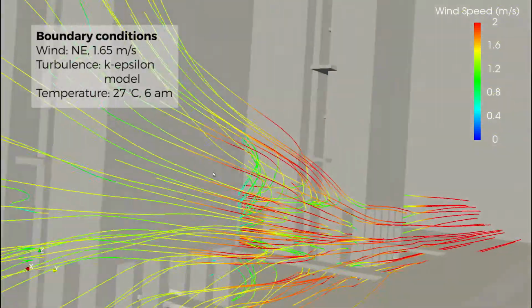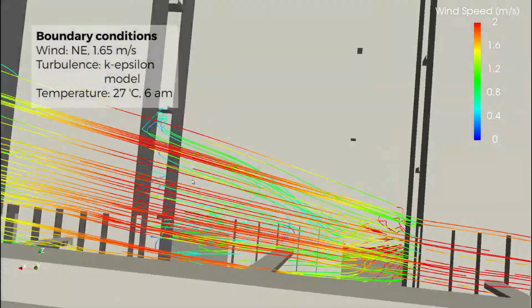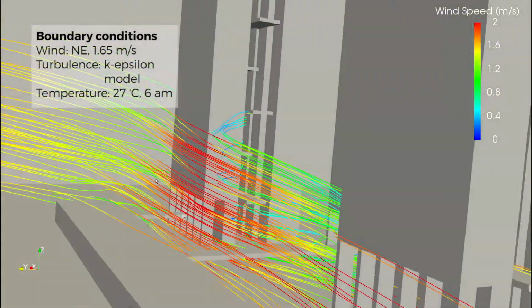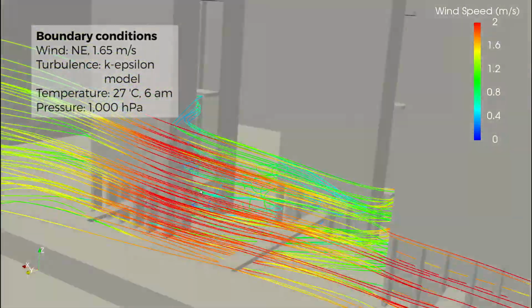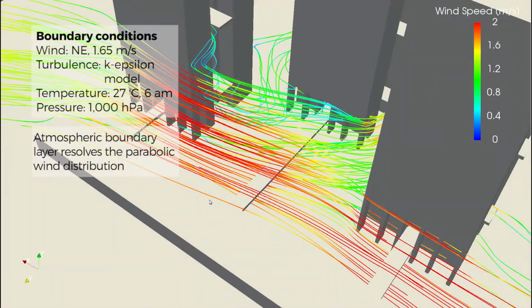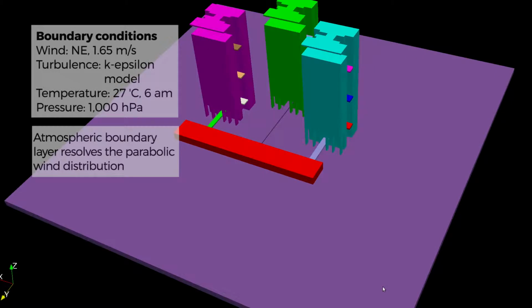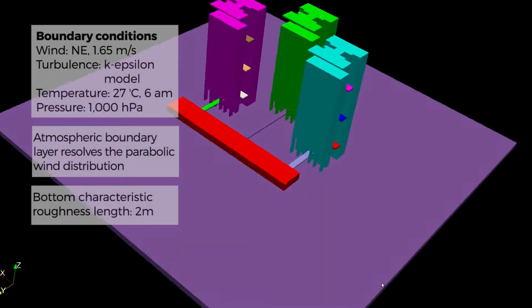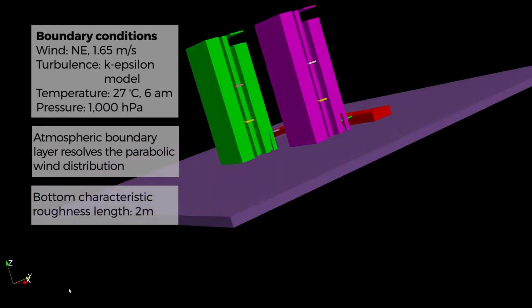The initial ambient air temperature is set as 27 degrees Celsius at 6 a.m. in the early morning. The air pressure is set as 100,000 pascal. The atmospheric boundary layer is configured to resolve the parabolic wind distribution pattern in the real world. The bottom characteristic roughness length is set as 2 meters.